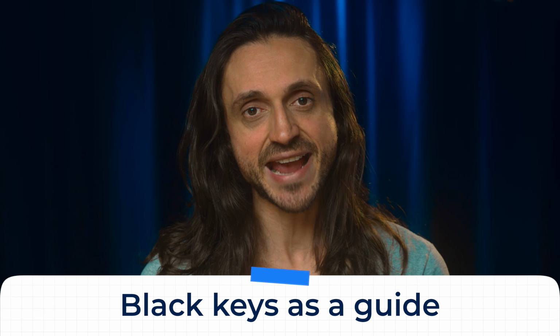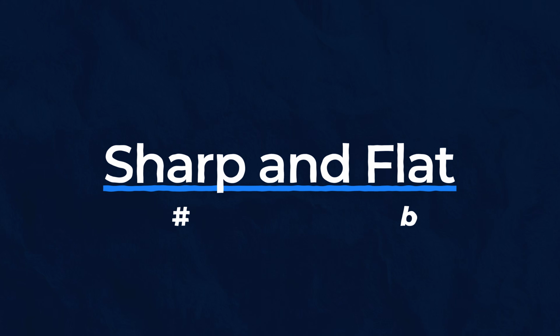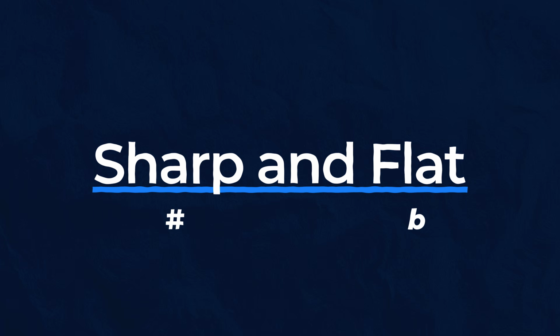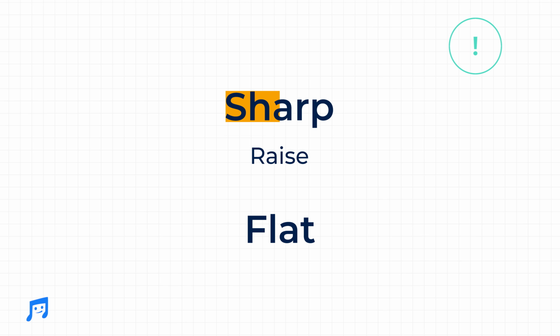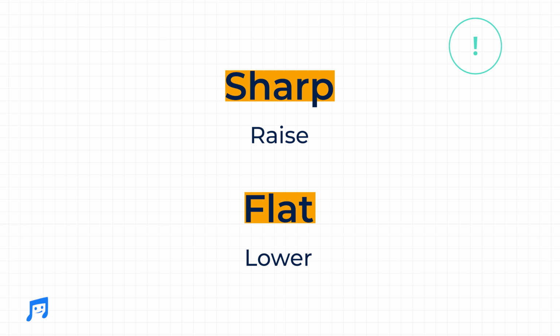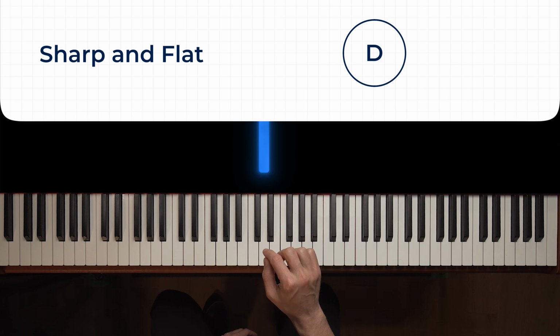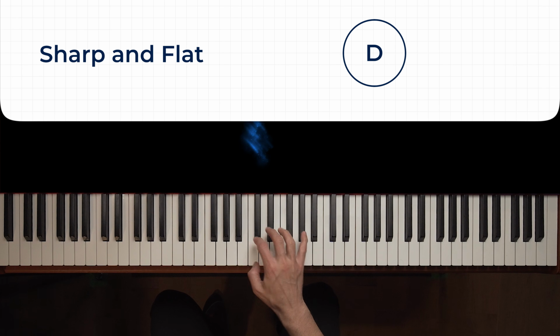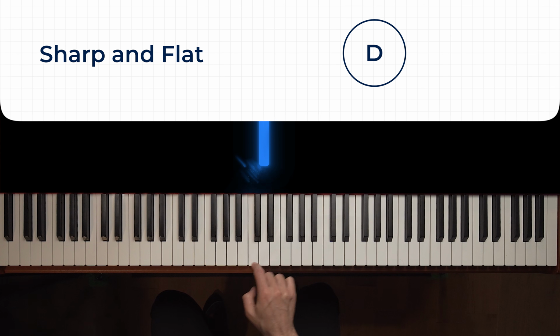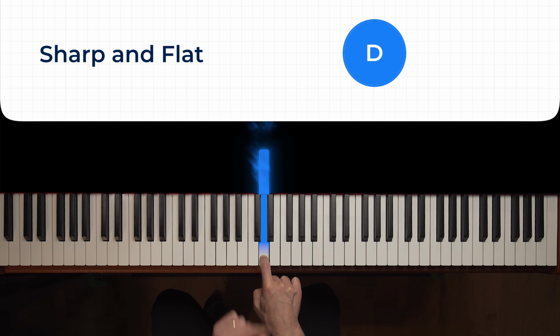Probably you have noticed I just used the black keys as a guide, and these black keys are called sharp and flat. And the easiest way to memorize them is to think the sharp always raises and the flat always lowers. What I mean by that? For example, I have this D. So again, 2 black keys, C, this is our D.